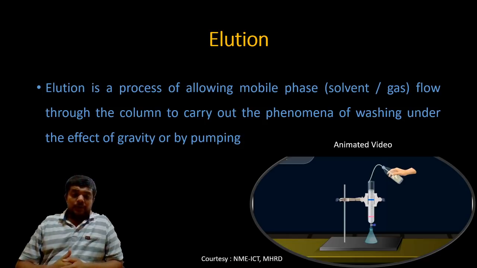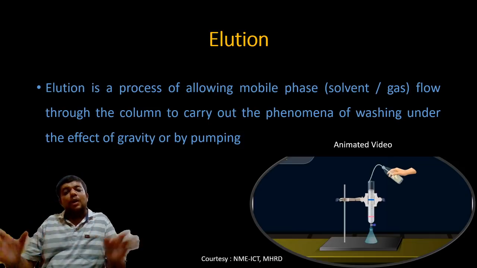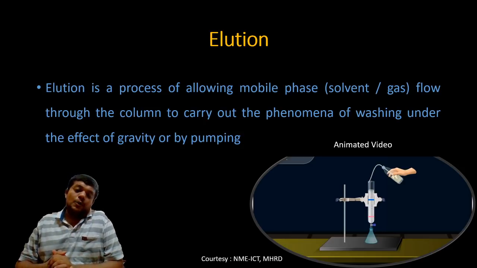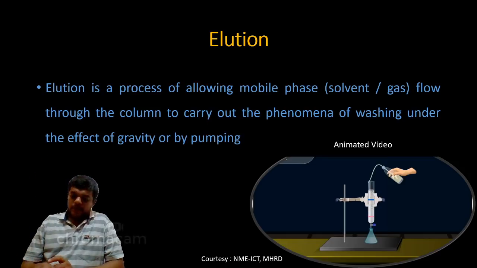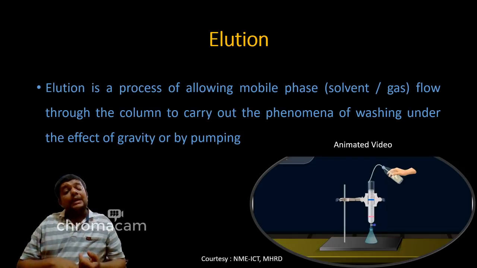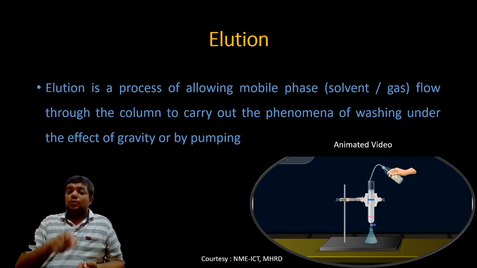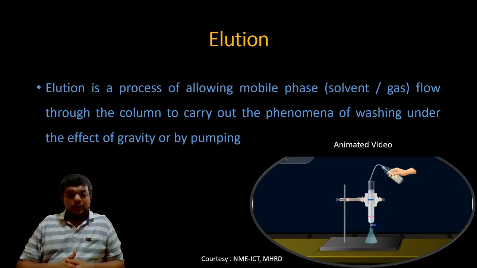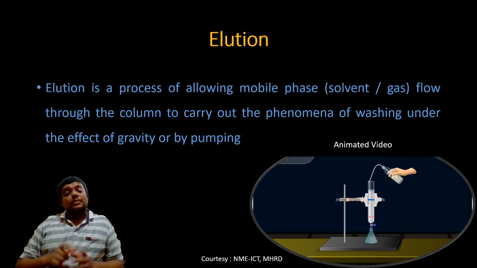But over here, according to the books, elution is a process of allowing mobile phase to flow through the column to carry out the phenomenon of washing under the effect of gravity or by pumping. Remember, mobile phase acts as a carrier, so it will just push the samples down. The phenomenon of separation occurs by the interaction of your sample with the stationary phase. And so, over here it is written that in the process of elution, mobile phase only flows through the column to carry out the phenomenon of washing.